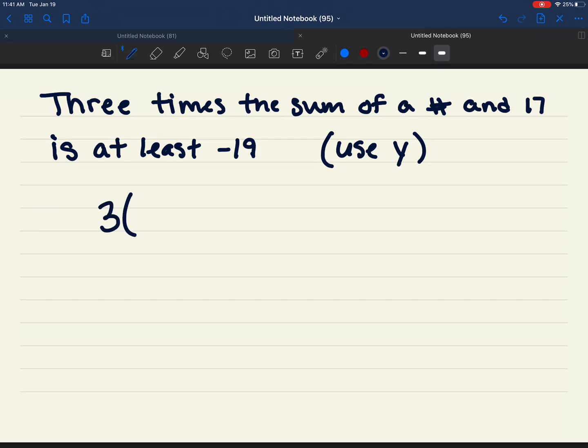Katie? Okay, so 3 on the outside of parentheses. Why would you use parentheses, Katie? What tells you? 3 times the sum. Times. When we see times, that means we're multiplying. We use parentheses, okay? How can you show the sum of a number and 17? And then inside the parentheses, y plus 17. Good. And then at least negative 19.